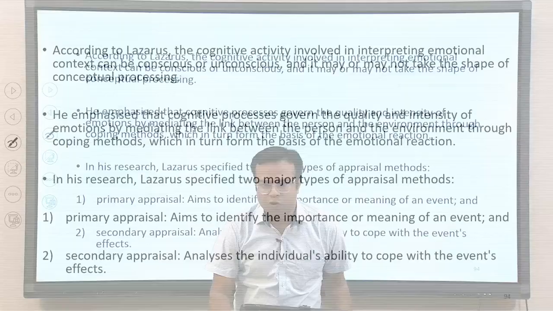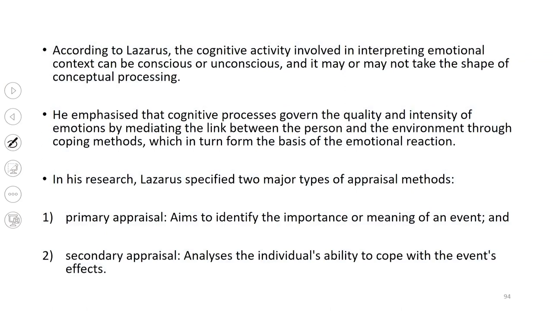According to Lazarus, the cognitive activity involved in interpreting emotional context can be conscious or unconscious, and it may or may not take the shape of conceptual processing. So, not necessarily all the time do you consciously think about something; unconsciously also labeling can happen. He emphasized that cognitive processes govern the quality and intensity of emotions by mediating the link between the person and the environment.